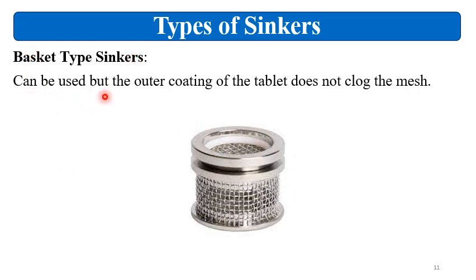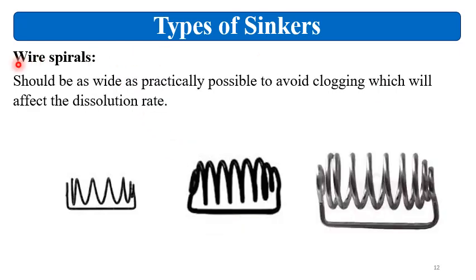These can be used, but the outer coating of the tablet should not clog the mesh. If this mesh is clogged, then it will restrict the media movement inside the dissolution bowl, and that will affect the dissolution rate. So a bigger basket size sinker can be used. Then wire spirals. These should be as wide as practically possible to avoid clogging, which will affect the dissolution rate. So these are the wire spiral type of sinkers.